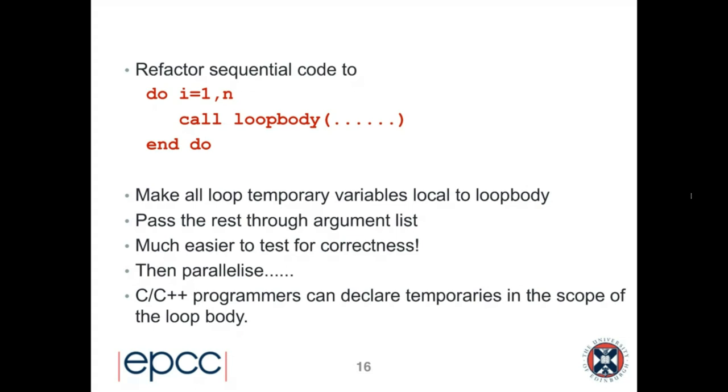In C++, you tend not to face this problem so much, but you can solve it in a slightly different way by declaring temporaries in the scope of the loop body. If you have a variable which really is only scoped inside the loop body, declaring it inside the loop body, and therefore inside the parallel region, makes it private by default. So there are fewer things that you have to care about in the shared or private clause lists.